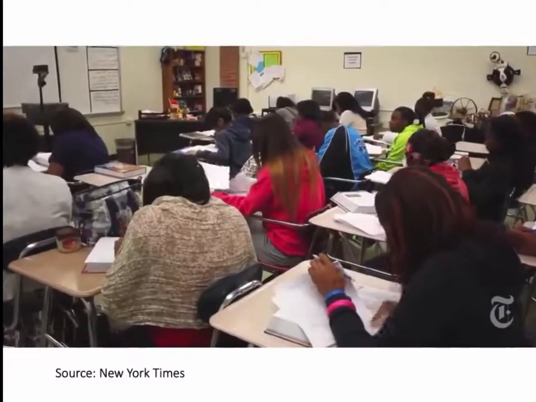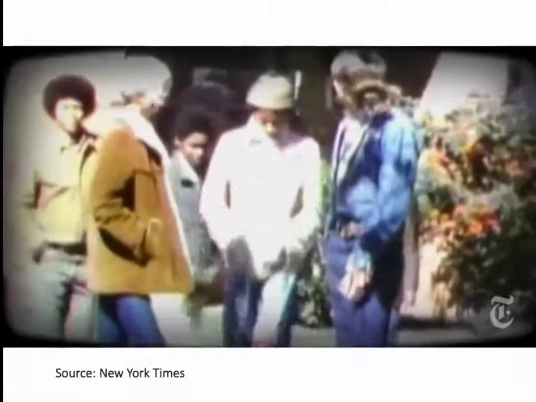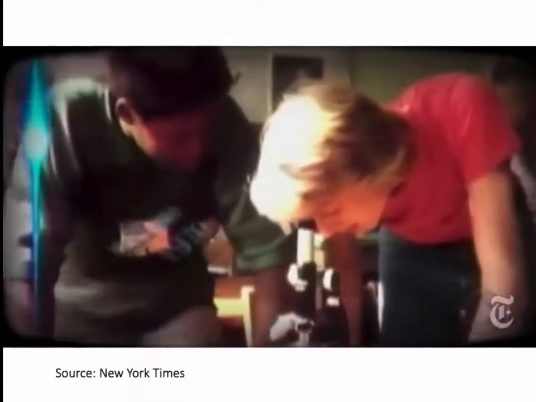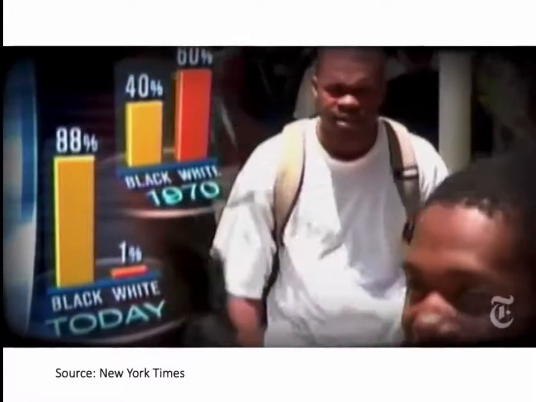And it took a year or two or three before West Charlotte actually got to the point that it is today. In the 1970s, West Charlotte was a national model for school integration, 40% black, 60% white. Today, it's 88% black, 1% white.